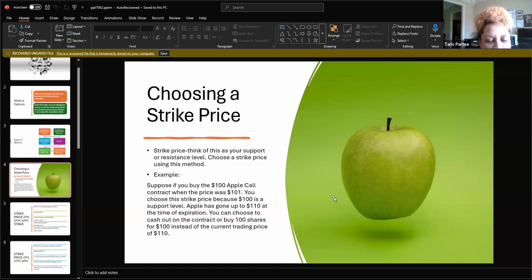Okay. You can choose to cash out on the contract or buy 100 shares for $100. And that's what we were saying earlier about you don't have the obligation. You're not obligated to buy 100 shares, because when you buy an options contract, it's like you're buying 100 shares of that particular asset. So when you look at an option chain, it might say the contract is $1. Well, you're going to multiply that dollar by 100, because it's like you're buying 100 shares of a particular stock.